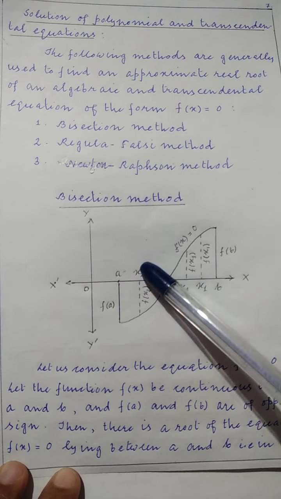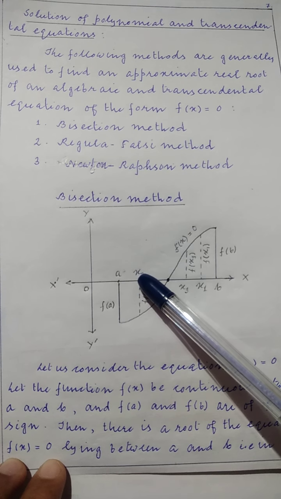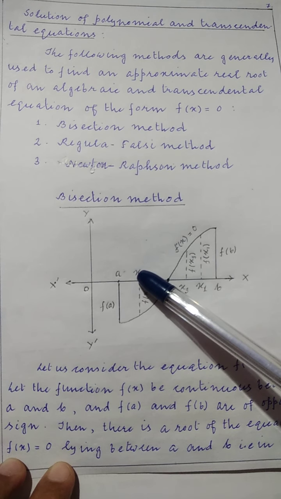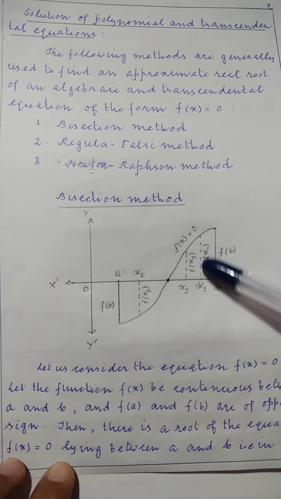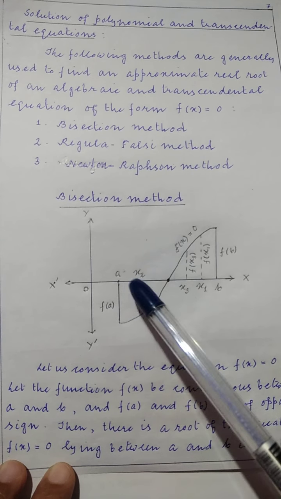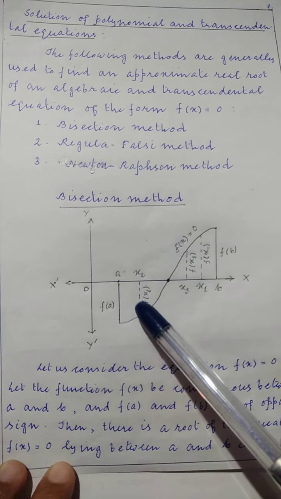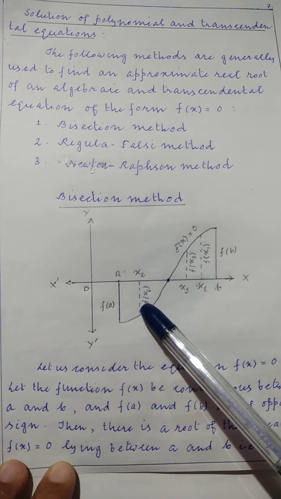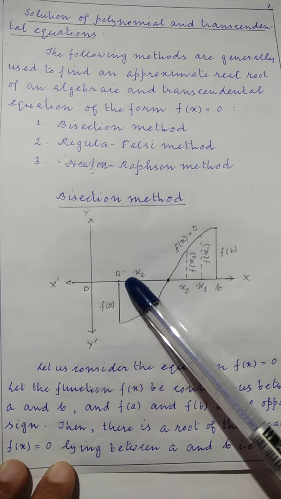Again, say f of x2 is not equal to 0. That means x2 is not the root of the equation. So again, in the same manner, say f of x2 is negative. And just now we found f of x1 is positive. So we can say at least one root of the equation lies between x1 and x2, because f of x1 and f of x2 are of opposite signs. So how to get the next approximation? The next approximation we denote by x3. How do you find x3? It is (x1 plus x2) divided by 2.